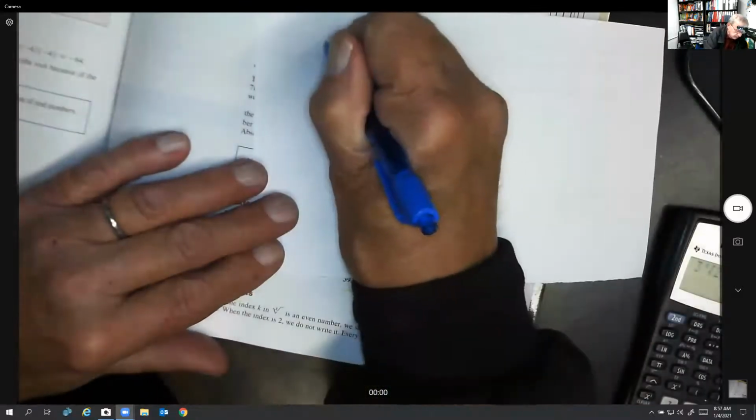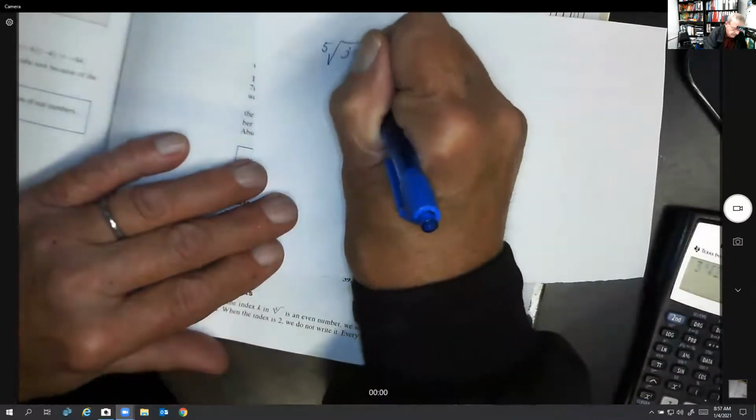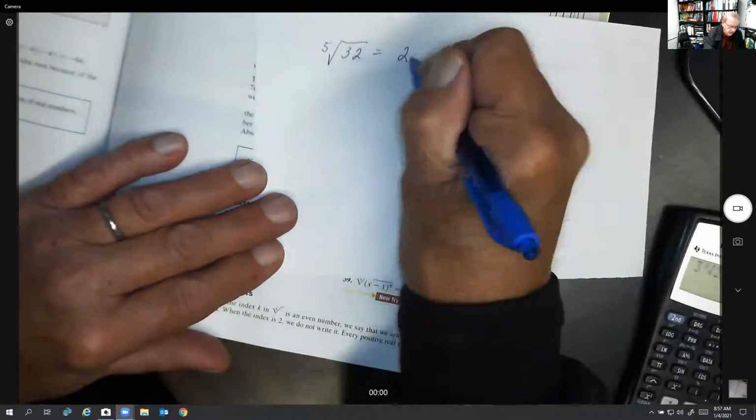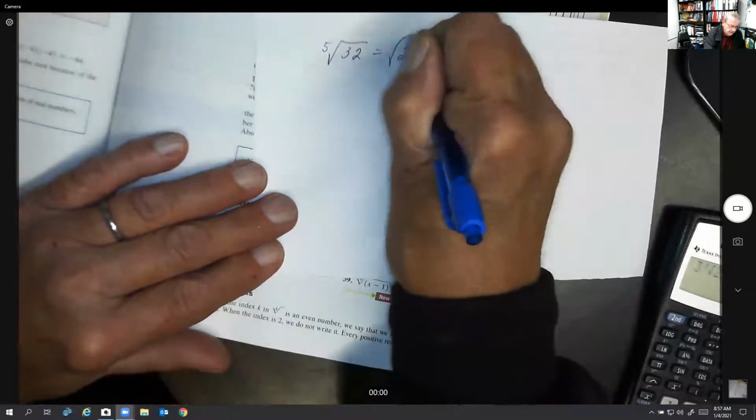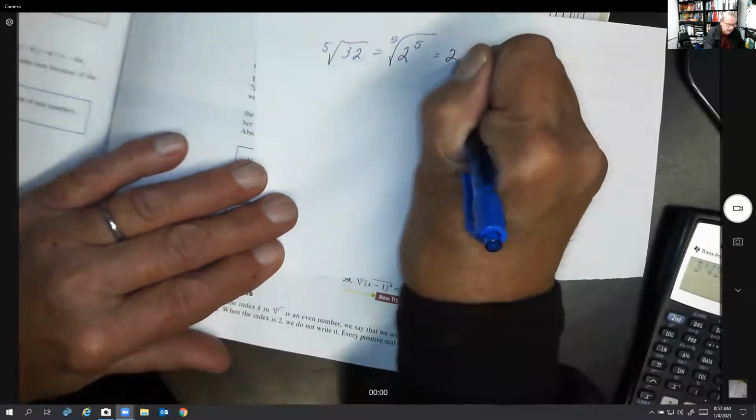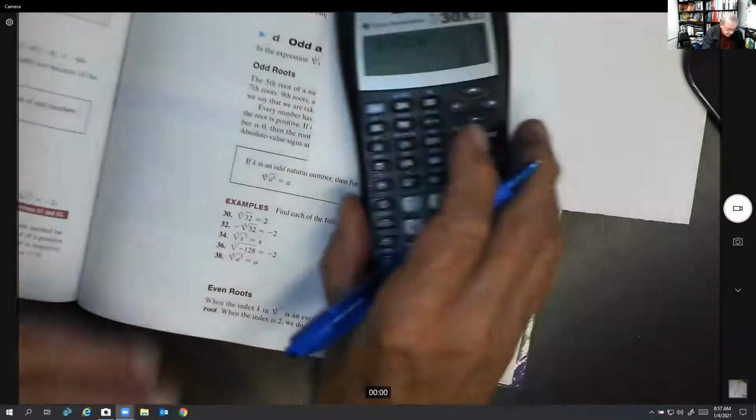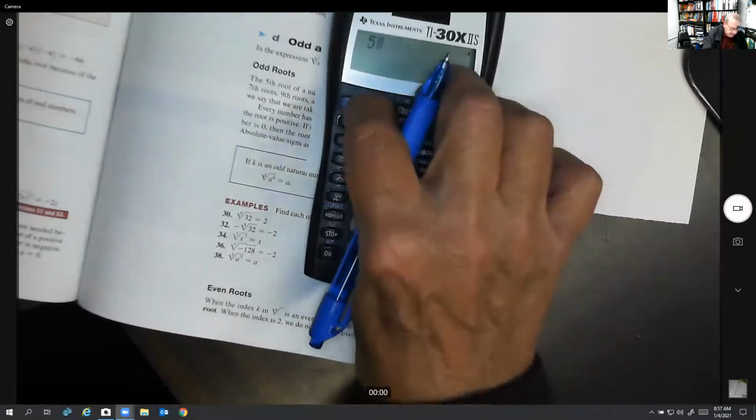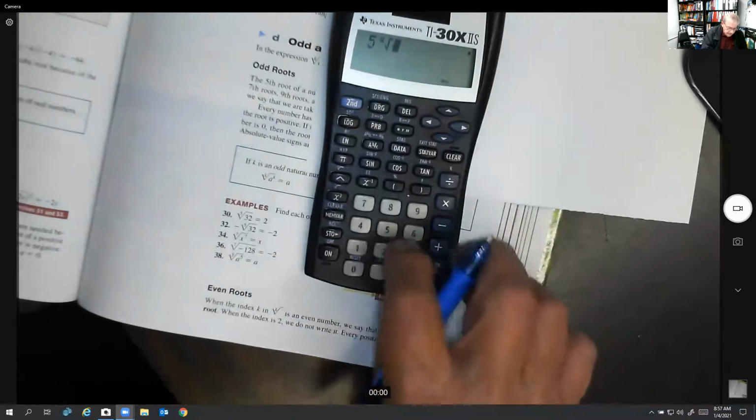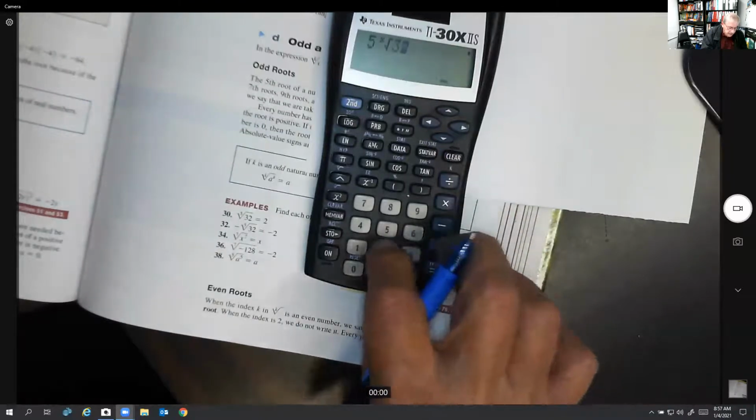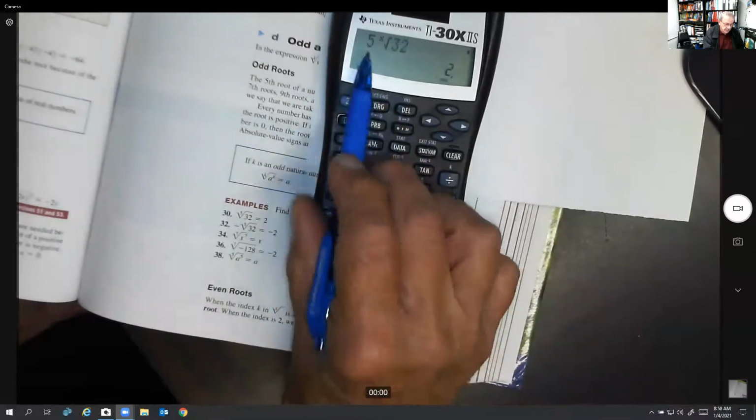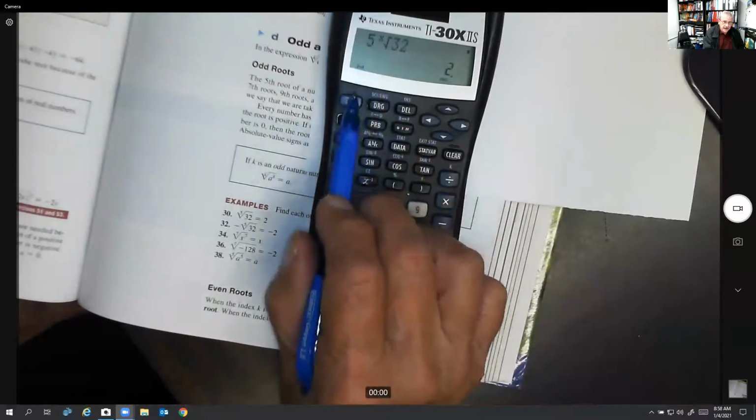5th root of 32. That would be 2 times 2 times 2 times 2 times 2, so 2 to the 5th, and the 5th root is 2. And again, if you're having a little trouble, you can always use your calculator: 5, second, up arrow, 32, equals. So first put in your index, then second, up arrow.